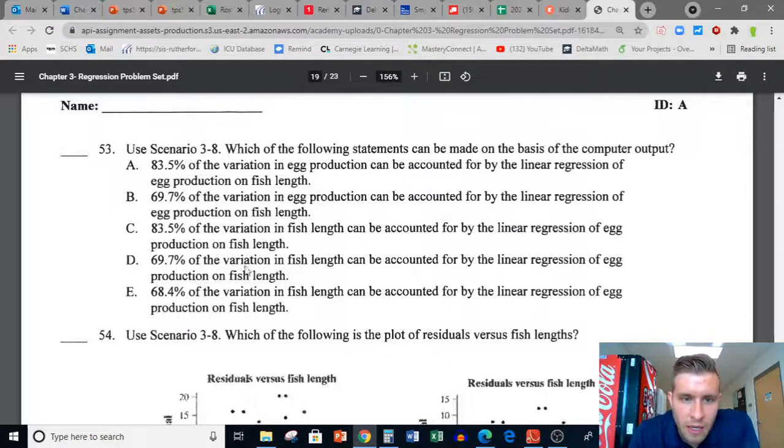So, and then this one here, I think this one is wrong because it says the variation of fish length, but that's not what we're looking at with that r squared value. We're looking at the y value. So this is x and this is y. So that's why B is the best choice for this.